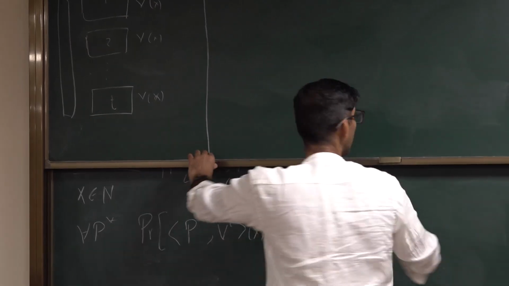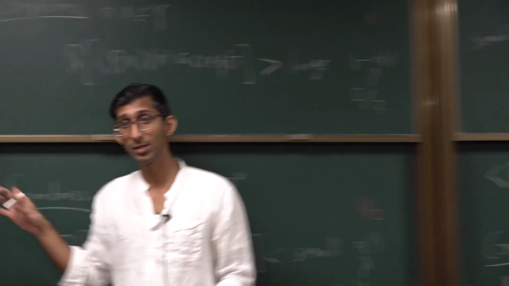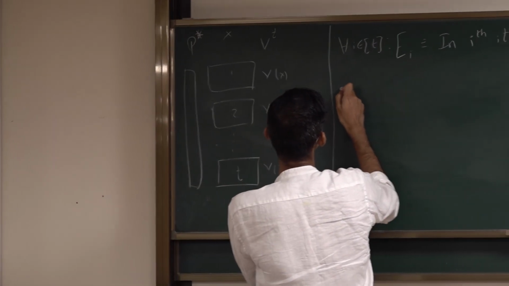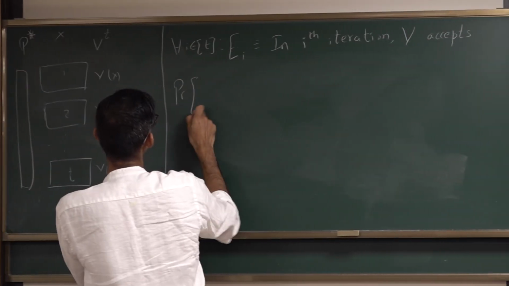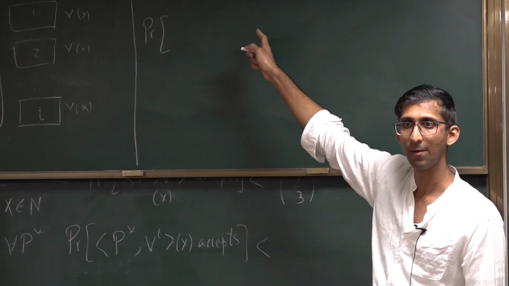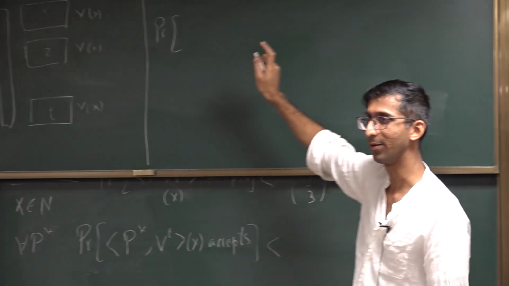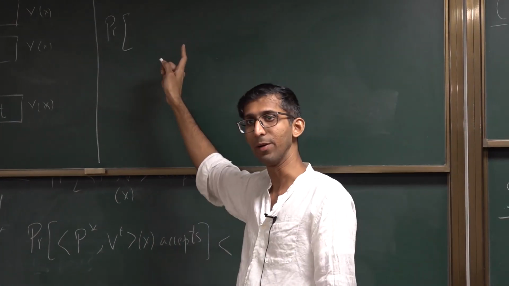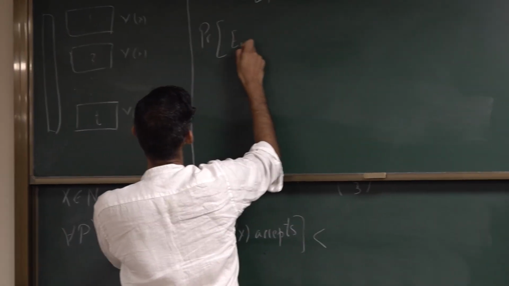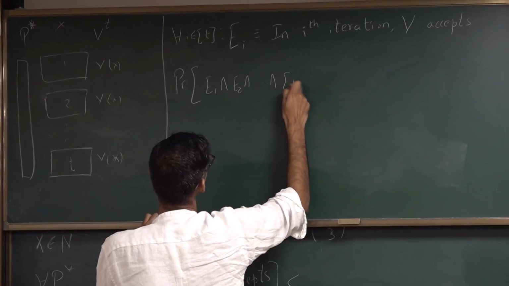I care about the V_T, which is defined to accept if and only if in all of the iterations the verifier accepts, right? So what is the probability I care about? Like this probability, how do I write it in terms of the E_i's? It will be the intersection, right? All of the events have to happen. The E1, E2, all of them have to happen, right? So this is just E1 and E2 and E_T, right?